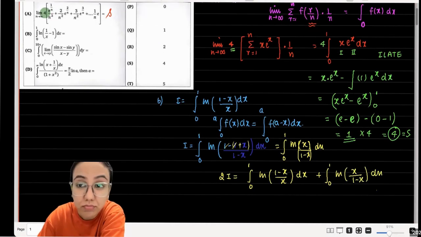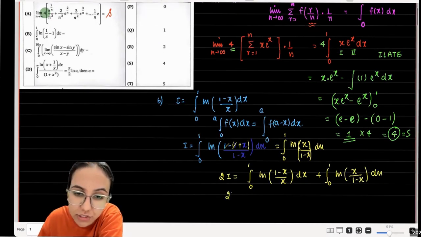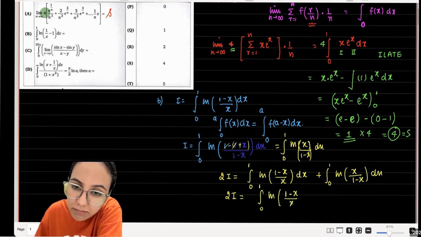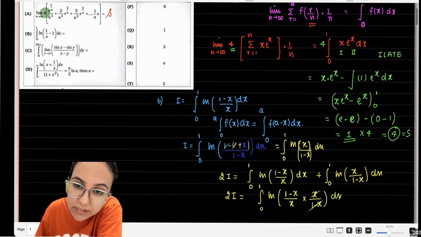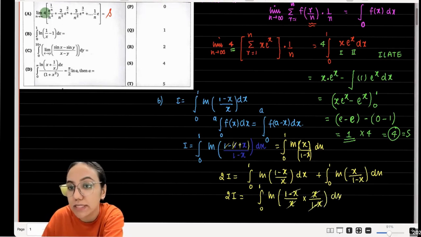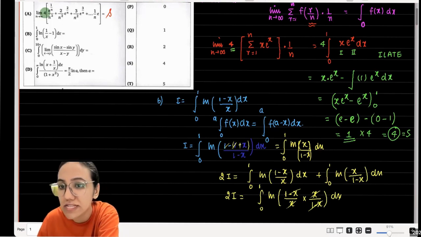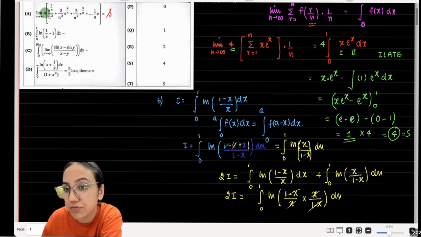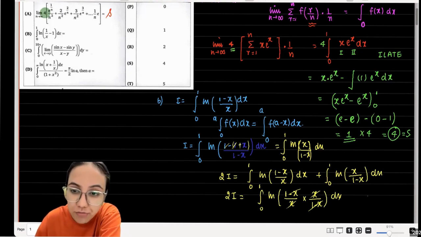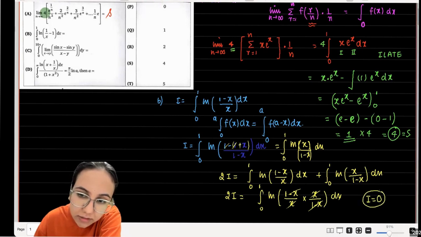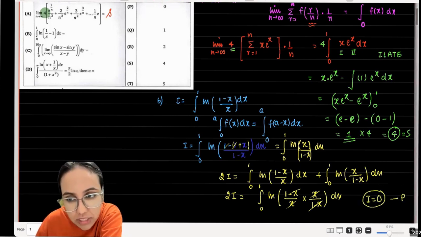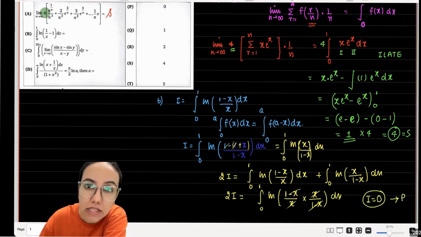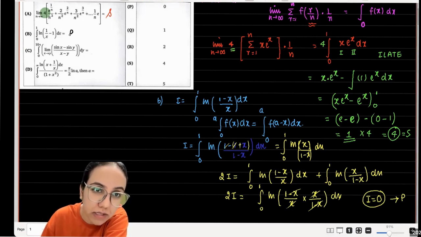And I know I can combine the integrals, and ln of a plus ln of b is just ln of ab, which is ln of (1 minus x over x times x over 1 minus x) dx, which is simply ln 1. Ln 1 is just 0, and integration of 0 is nothing but 0. So your final answer to your I is nothing but 0, which matches your answer P. That means the answer to your B part is nothing but P.